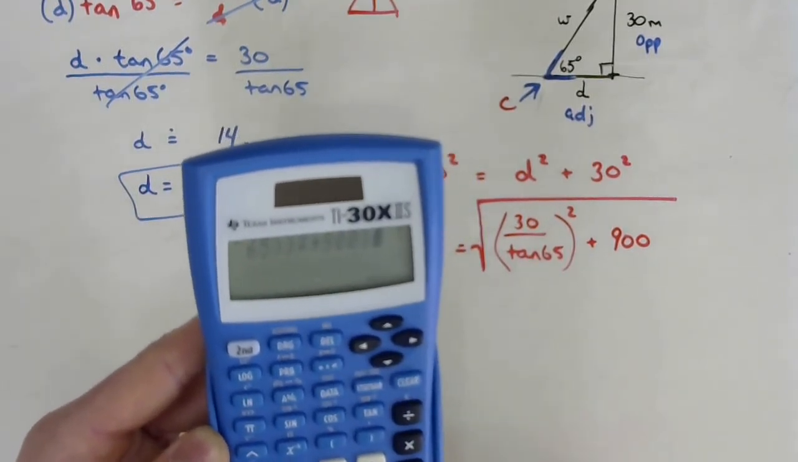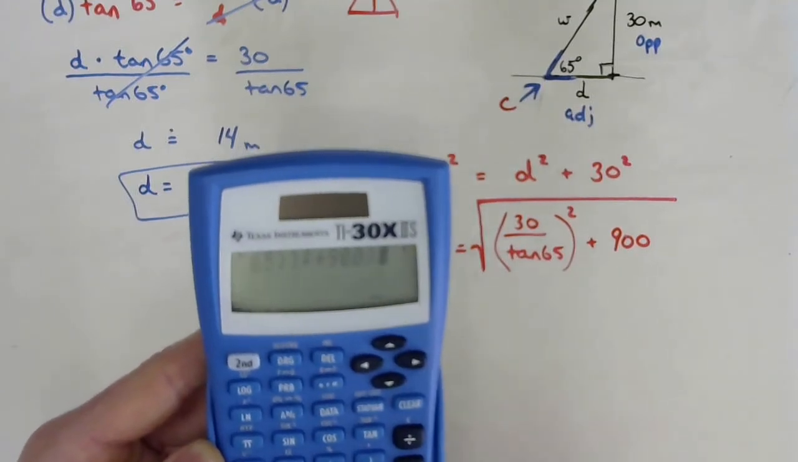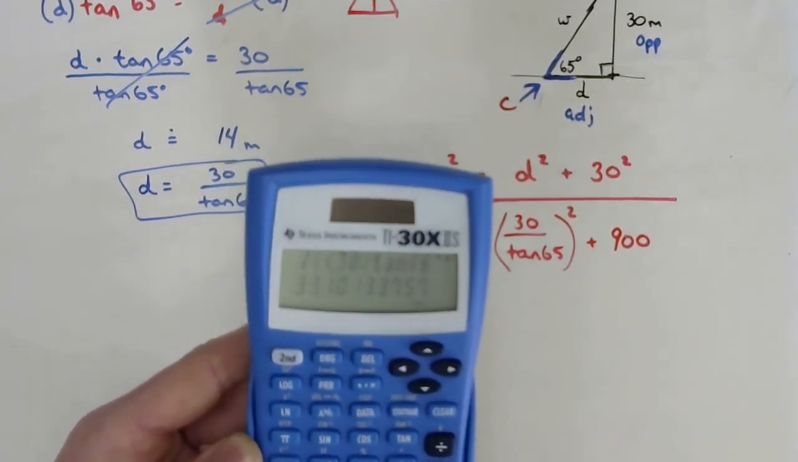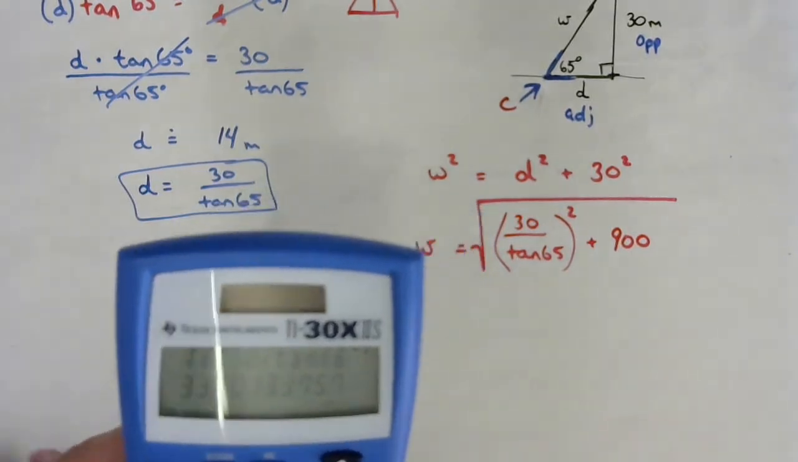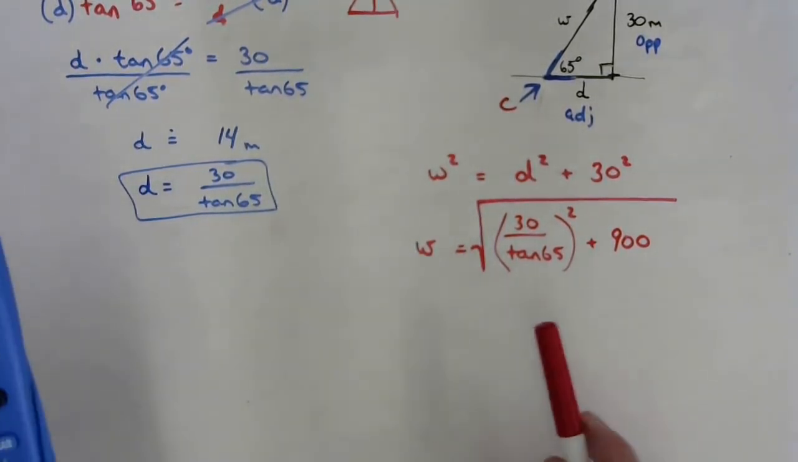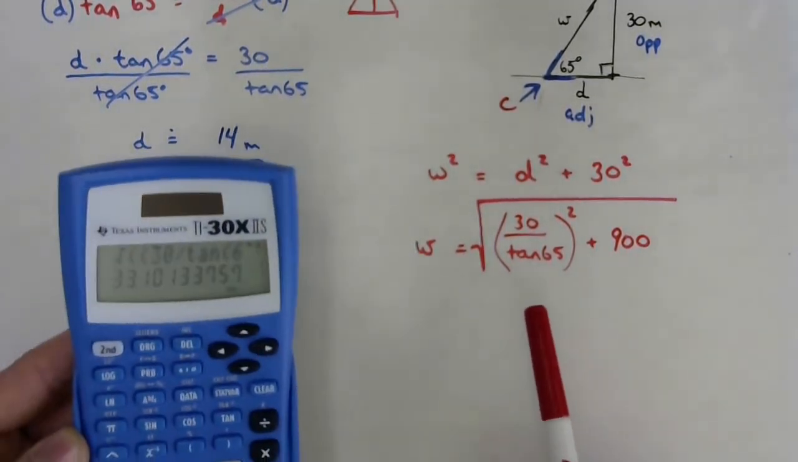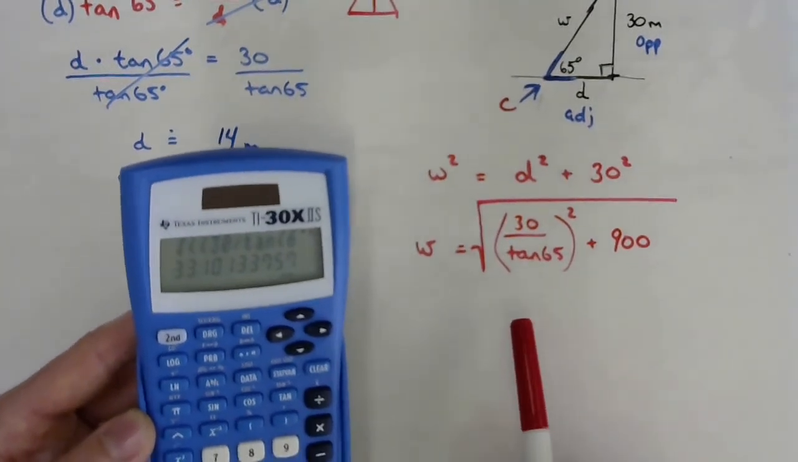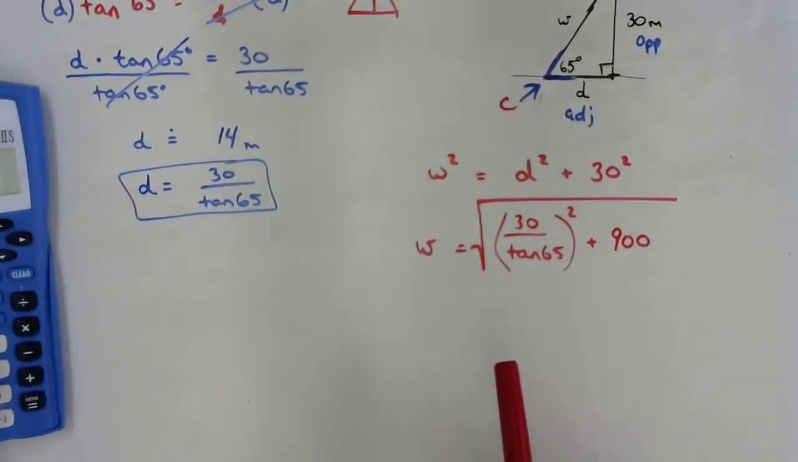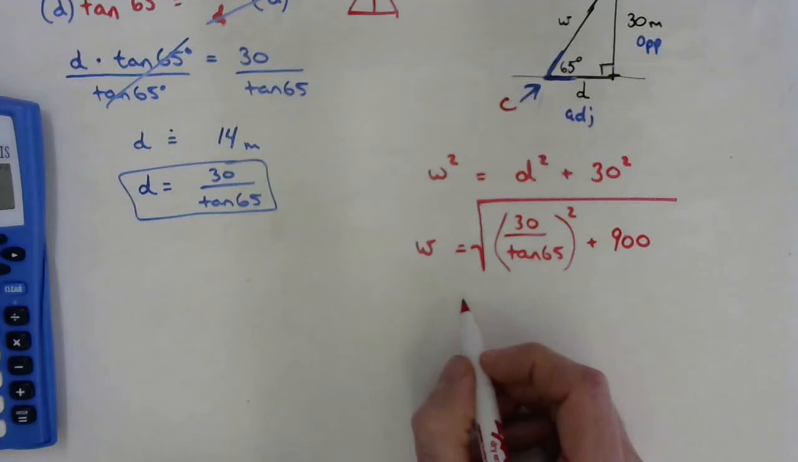And if I did it correctly, I should just be able to hit enter and it will calculate it all at once for me. It did. I got 33.1. I got 33.1. So I'll come around and help you with calculator stuff as needed. But for now, we'll just carry on.